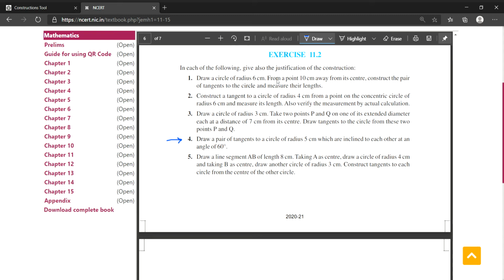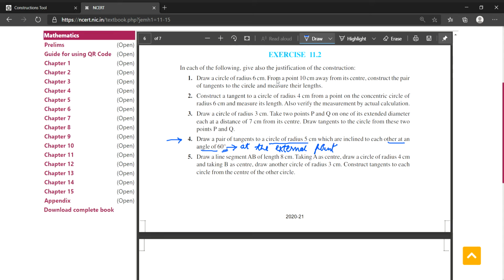Draw a pair of tangents to a circle of radius 5 centimeters which are inclined to each other at an angle of 60 degrees. There are two things given to you. There is a circle of radius 5 centimeters. You need to draw a pair of tangents to that circle, and the tangents are inclined to each other at an angle of 60 degrees. So this angle will be formed at the external point from where the tangents have been drawn.